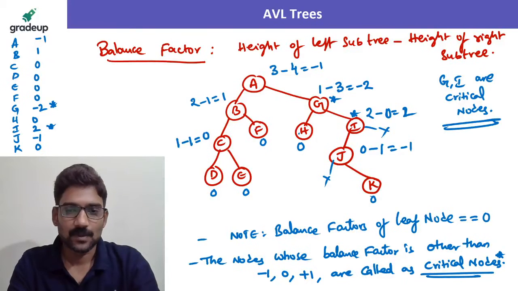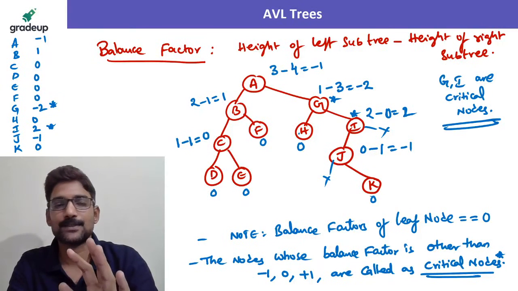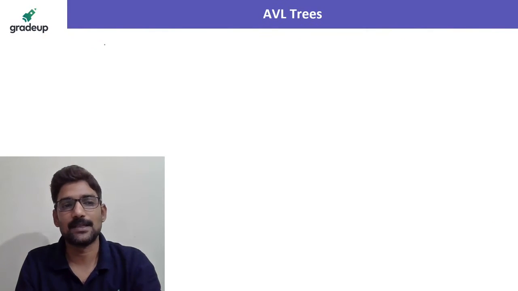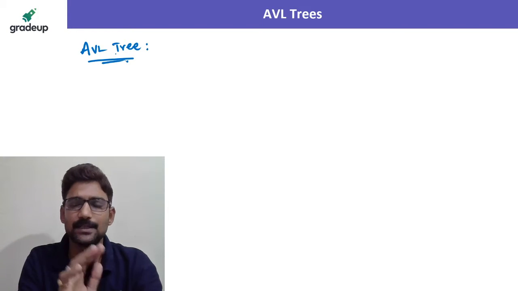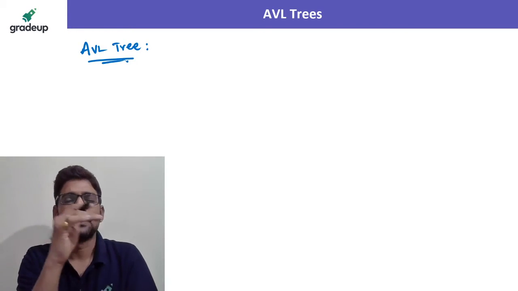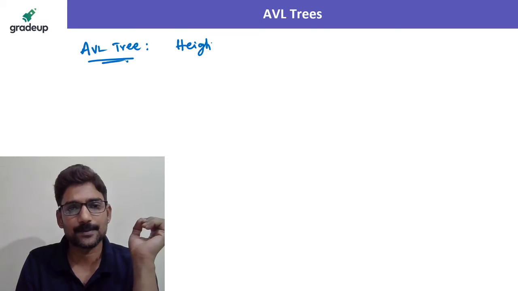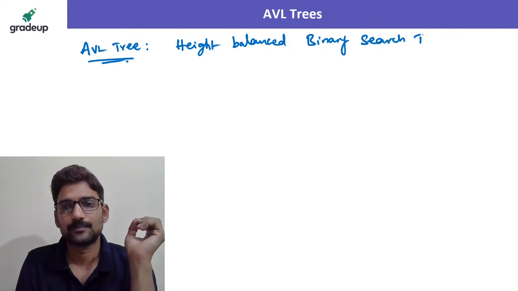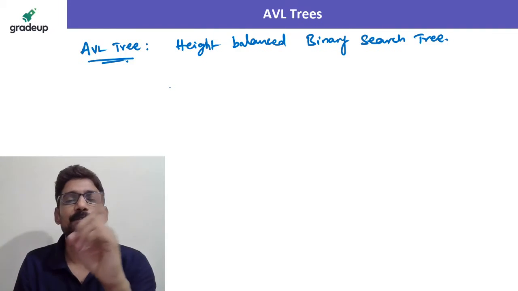Okay. So I believe you understood what is a binary search tree, what is height, what is balance factor. Right? Now let us proceed to AVL tree. What is an AVL tree? AVL is the initials of the scientists who invented it. However, we don't require them. Leaving that, an AVL tree is a height balanced binary search tree.